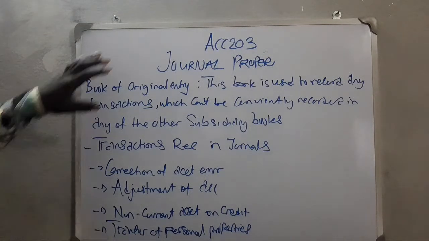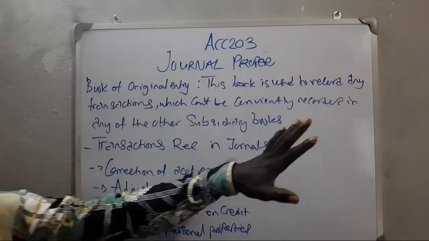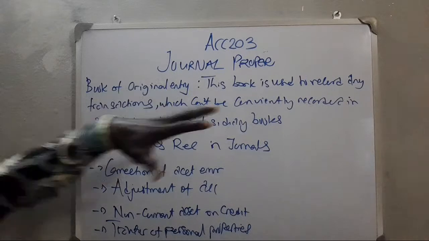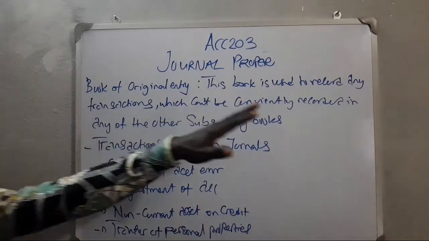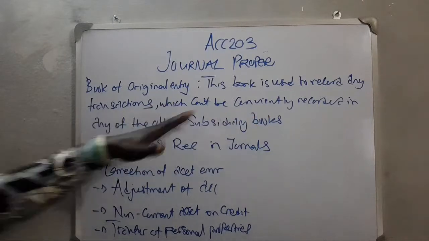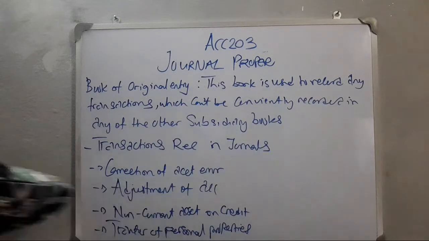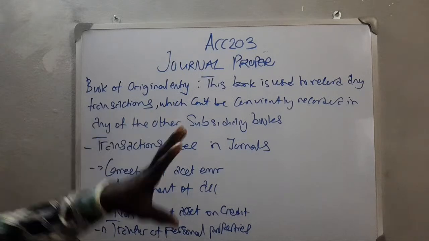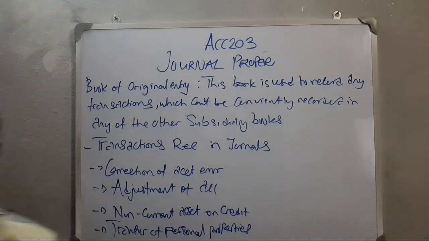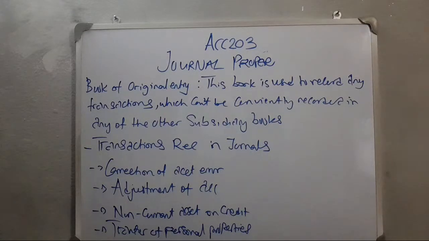Now you see, this is what we have as the journal proper, and you can see that it's a book of original entry. The book is used to record any transaction that cannot be conveniently recorded in any of the subsidiary books. And we made mention of the subsidiary books, which we refer to, just to mention, as subsidiary books.